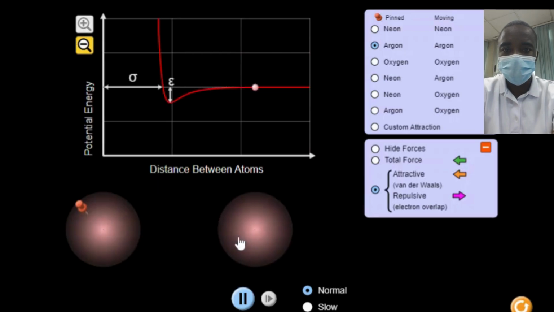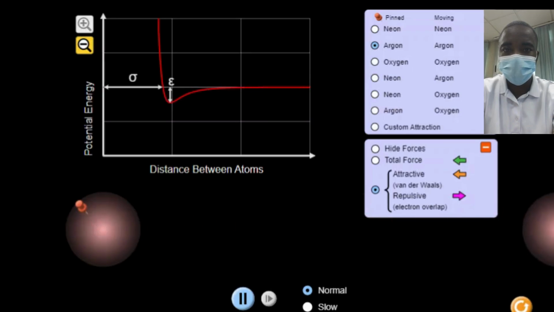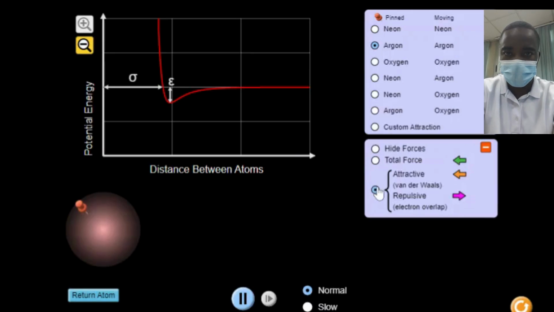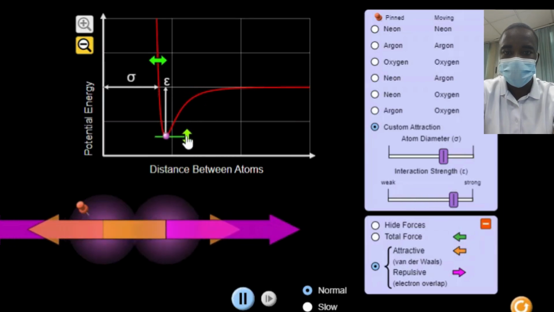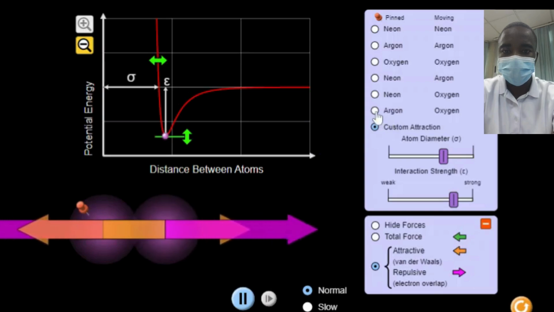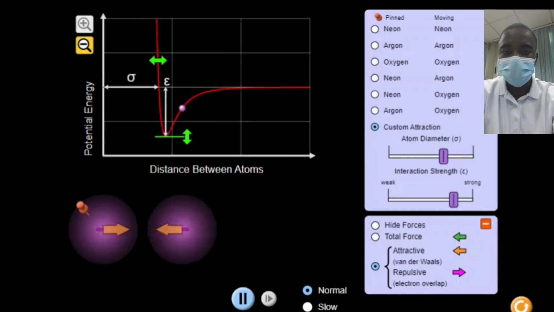The interaction between two atoms is modeled using the Lennard-Jones potential, which describes the potential energy of interaction between two non-bonded atoms or molecules. The simulation includes a graph that displays the potential energy as a function of the distance between the atoms. This graph allows students to visualize the Lennard-Jones potential and understand the relationship between attractive and repulsive forces. The simulation allows students to adjust the parameters of the Lennard-Jones potential and observe the resulting changes in the potential energy graph and the behavior of the atoms.